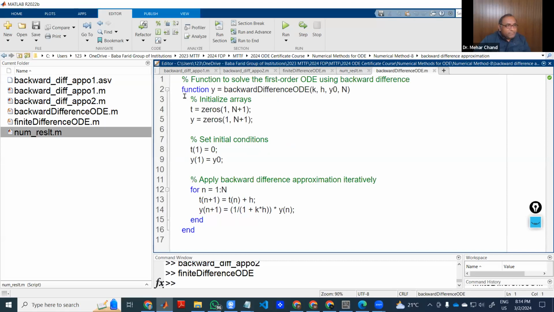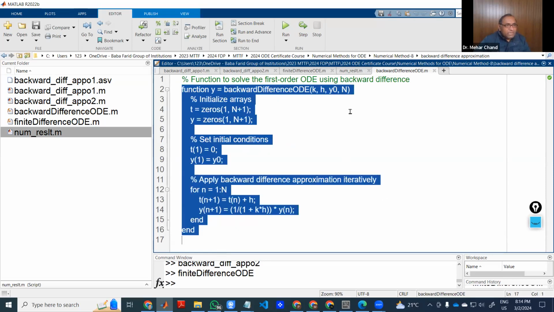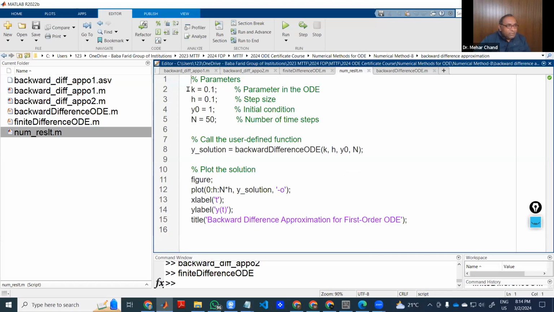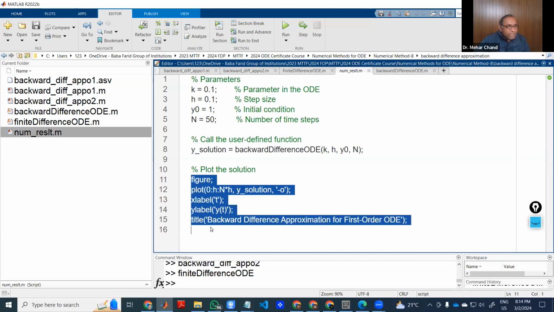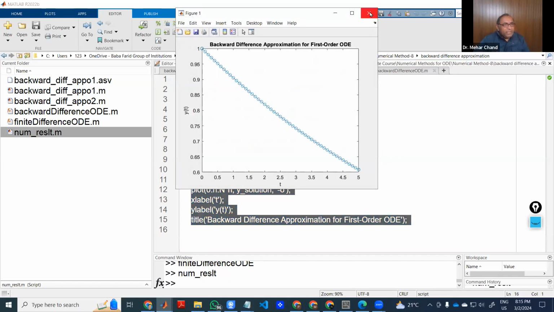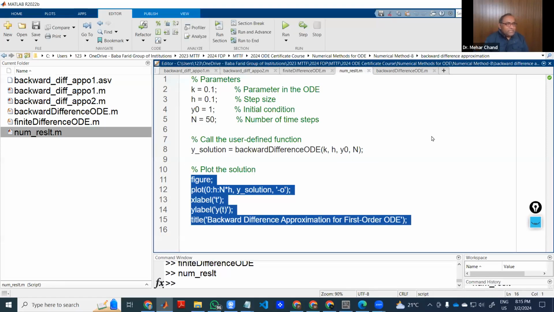So here is the function which we create for this method. Backward difference approximation. These are the same parts, and we just convert them into this function. For the numerical result, we use these parameters, and at this place we call the user defined function and then plot the graph. Other things are the same. You can present it in a different way. You just need to understand the syntax, how you can present these methods. So this is all about backward difference.